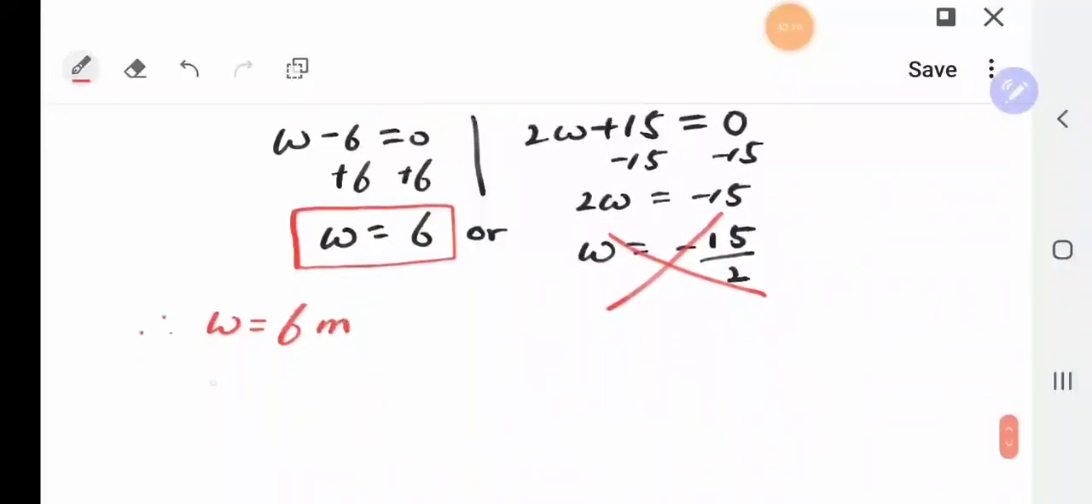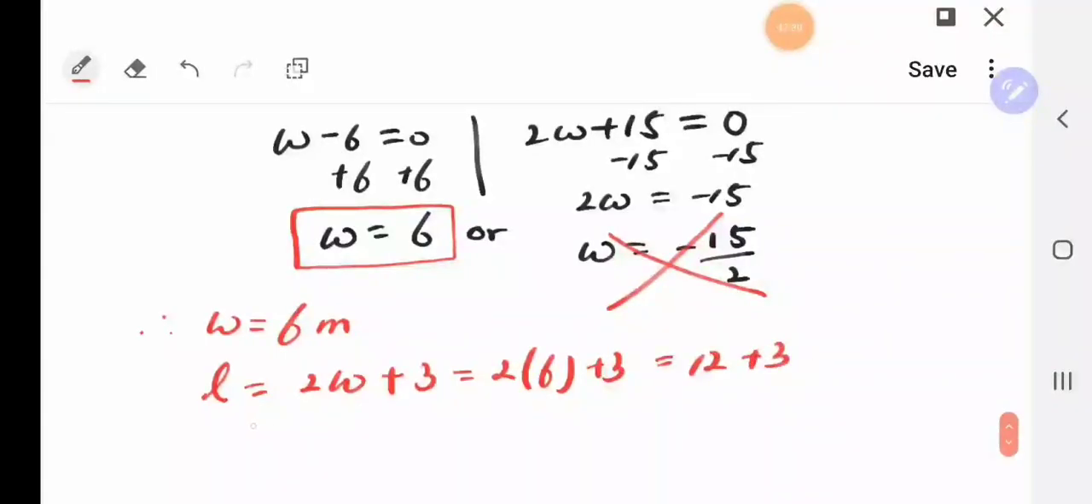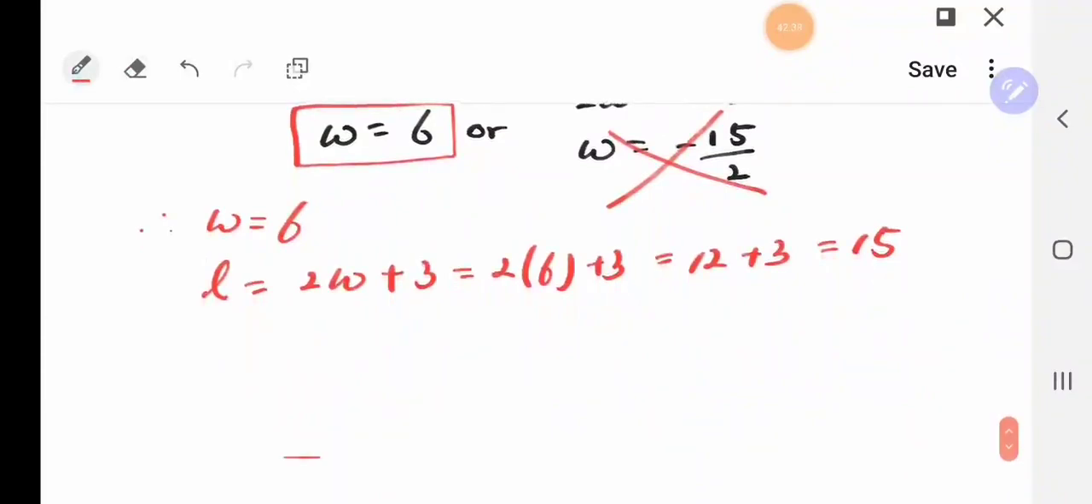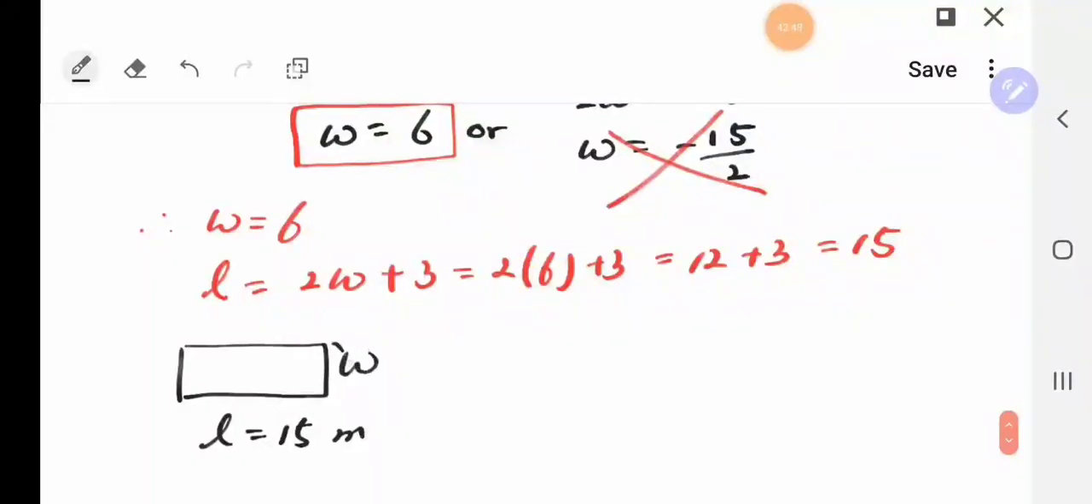Then what is the length? The length is 3 more than twice the width. So the length will be 2 times 6, which is 12, plus 3, so that is 15. So the length is 15 meters, and the width is 6 meters. So that's the solution.